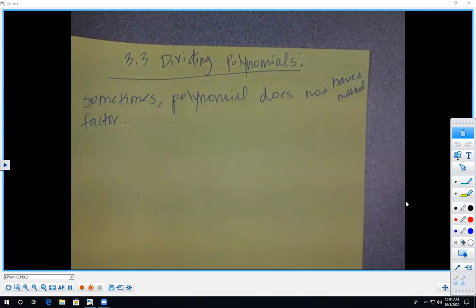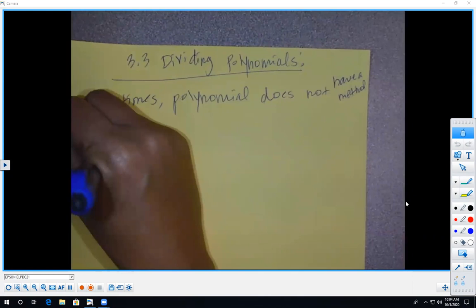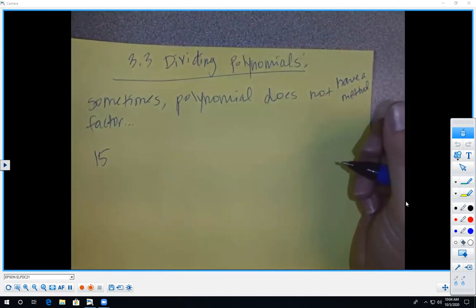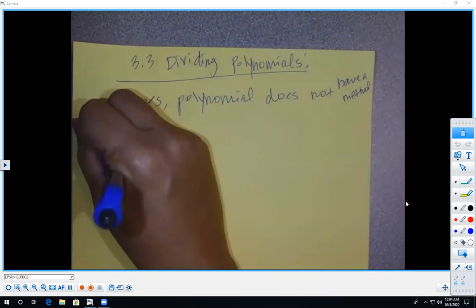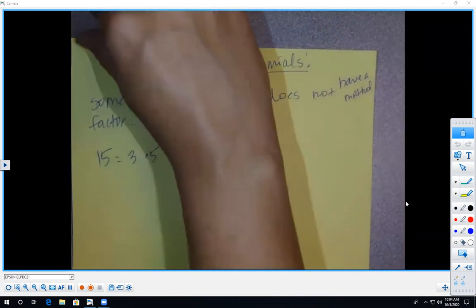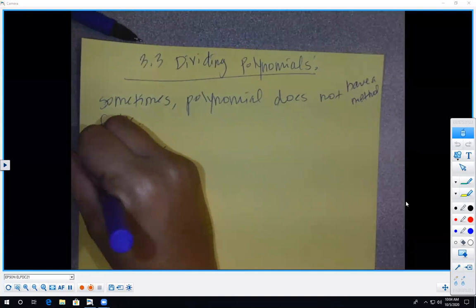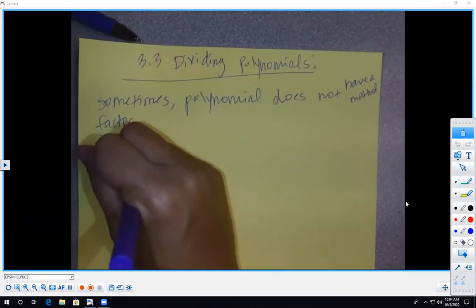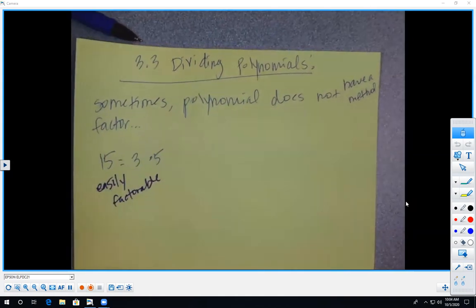Okay, so here's a much simpler example. The number 15, can we factor the number 15? Give me two numbers that multiply to give me 15. 5 and 3, right? 3 times 5. That is easily factorable, right? That's something we can just look at and factor easily, okay?